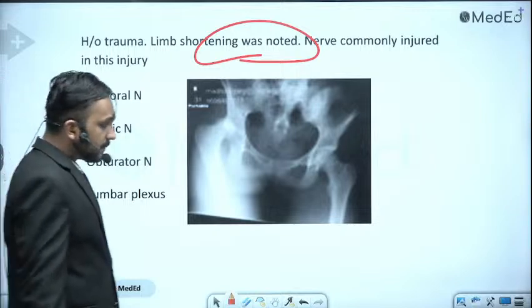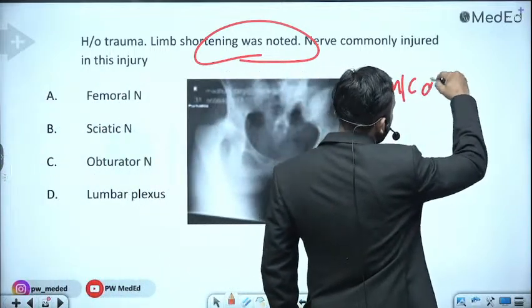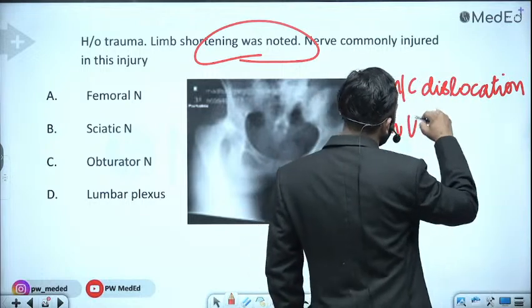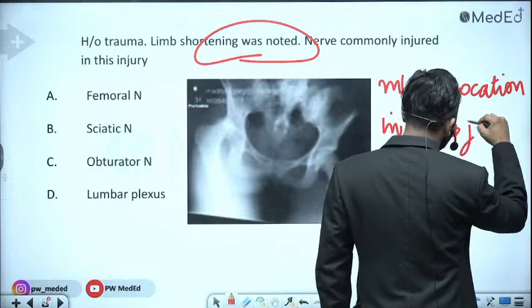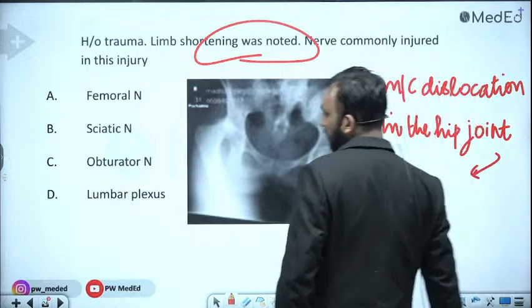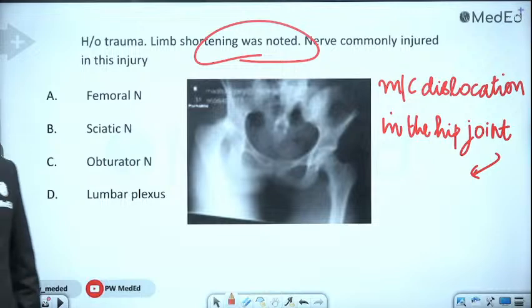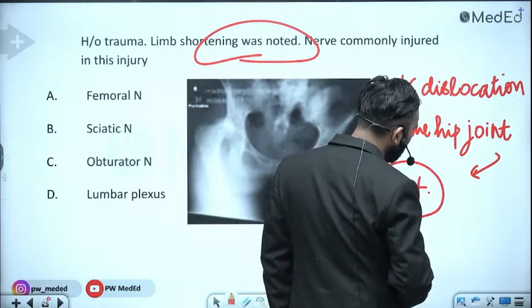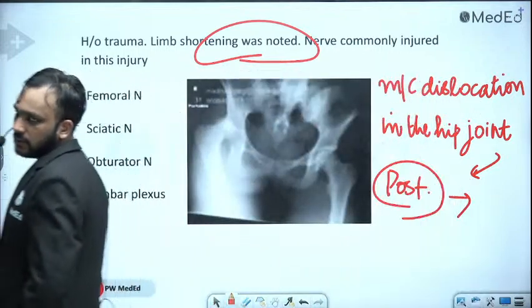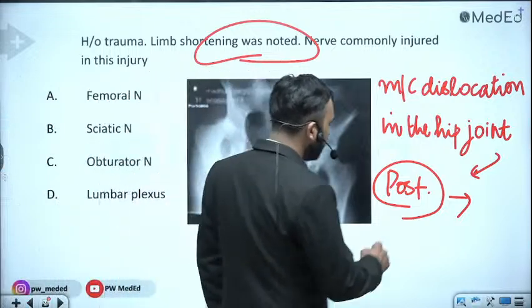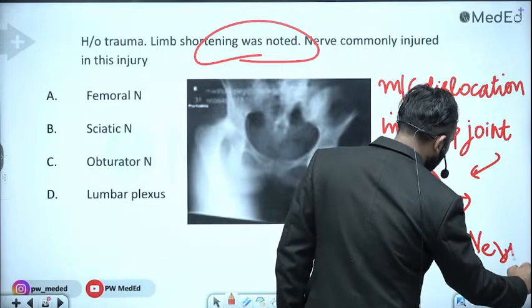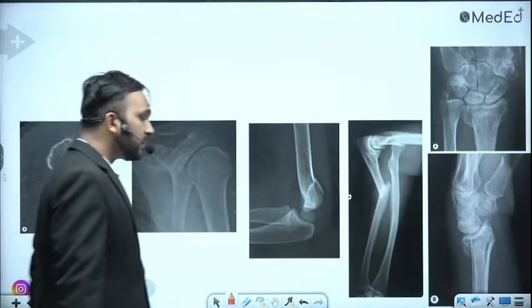So guys, what is the most common dislocation that you are going to find in the hip joint? Tell me, most common dislocation in the hip joint is anyone, anterior, posterior, inferior, what is the most common dislocation? The most common dislocation is posterior dislocation of the femur. That is the most common dislocation. And just remember that the posterior dislocation of the femur, it is associated with injury to the sciatic nerve, right? So similarly, let us see few more cases in trauma, right?